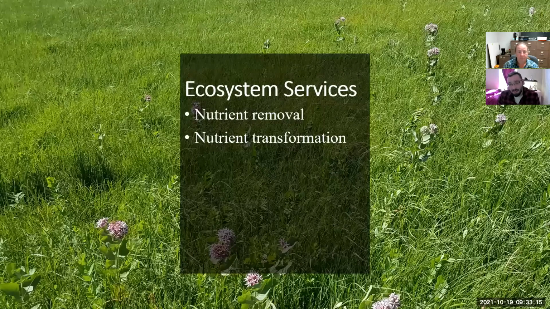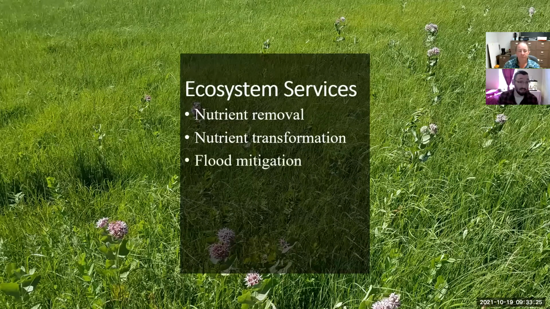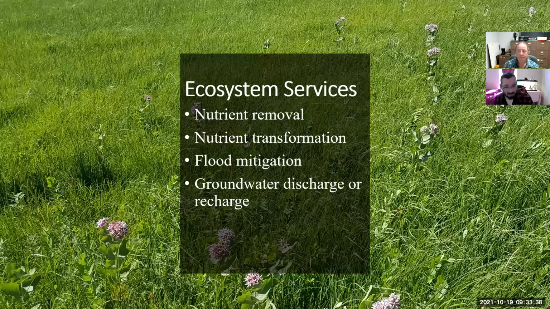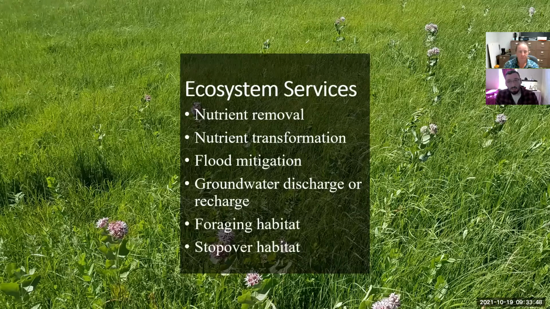In terms of services provided by wet meadow ecosystems, they are important in nutrient removal and nutrient transformation, making nutrients more accessible to other organisms. Flood mitigation: because of their lower elevation relative to areas around them, they serve as a buffer during peak flow events. Groundwater discharge or recharge: they can be a source or a sink of water into the water table, depending on their elevation and their relationship to the water table in general. And they serve as really good foraging habitat. In particular, they can serve as stopover habitat for migratory birds. In particular, sandhill cranes and whooping cranes are known to utilize these ecosystems for foraging to some degree.